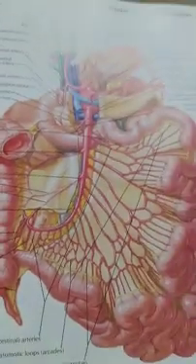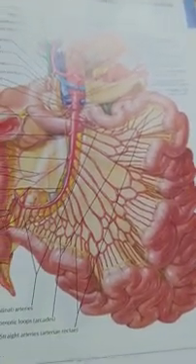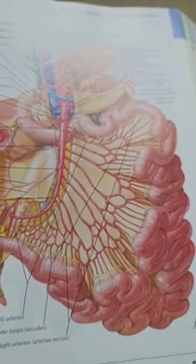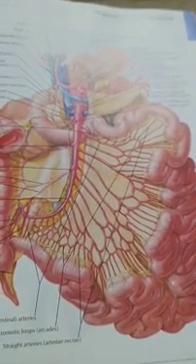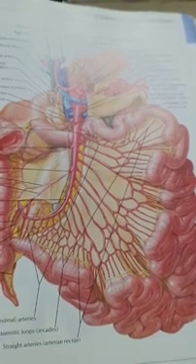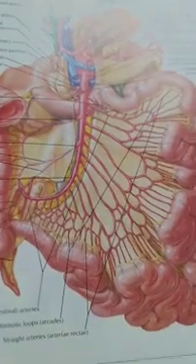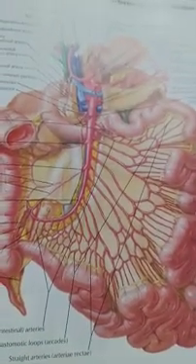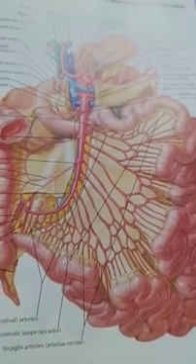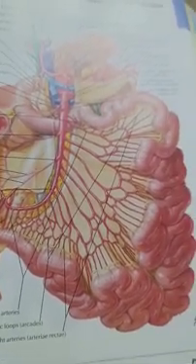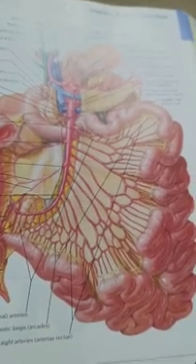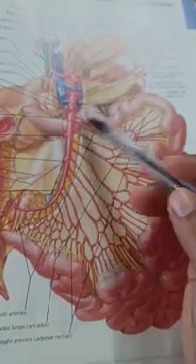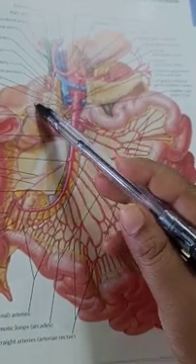Good morning, students. Today we will learn about the rest of our small intestine. We already started with the small intestine. The first part is the duodenum, which comes after the stomach. So that is the first part of our small intestine. Here we can see the duodenum part.